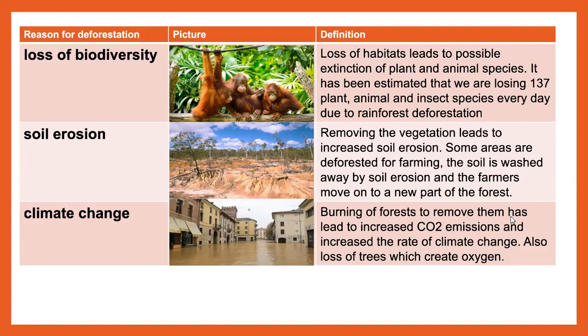This happens when the removal of the vegetation leads to increased soil erosion. Some areas are deforested for farming and the soil is washed away by soil erosion and the farmers move on to a new part of the forest. Also, climate change. Burning of the forest to remove it has led to increased carbon emissions, so carbon dioxide, CO2 emissions, and an increase in the rate of climate change. Also, there is a huge loss of trees, and we all know that trees create oxygen, and with fewer trees, that means there is less oxygen in the atmosphere.